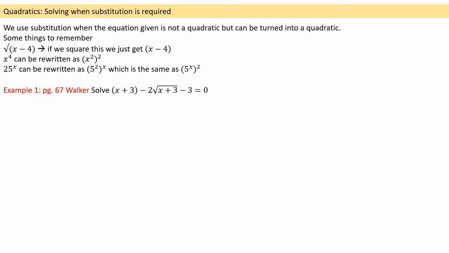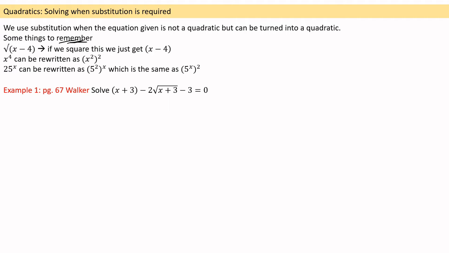Today's lesson on quadratics is going to be about when we have an equation that's not actually a quadratic, but we can change it so that it is a quadratic. This is called using substitution. A couple of things here for you guys to remember. I'm not going to go over them now. You can just write those down in your notes. They're going to come up in the 3 examples that I've got here for you.